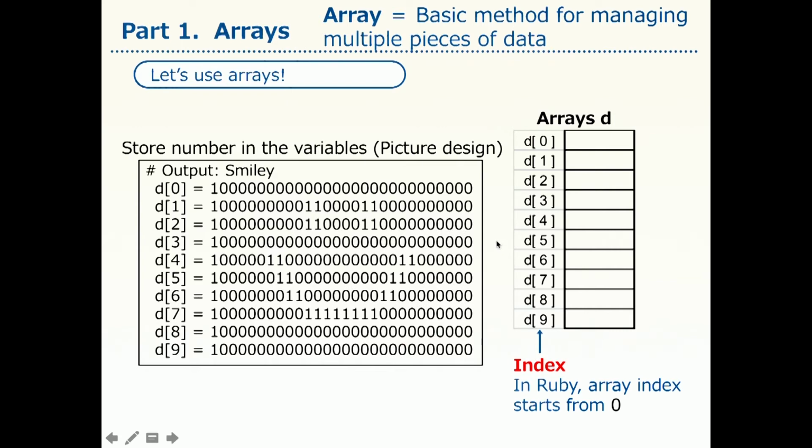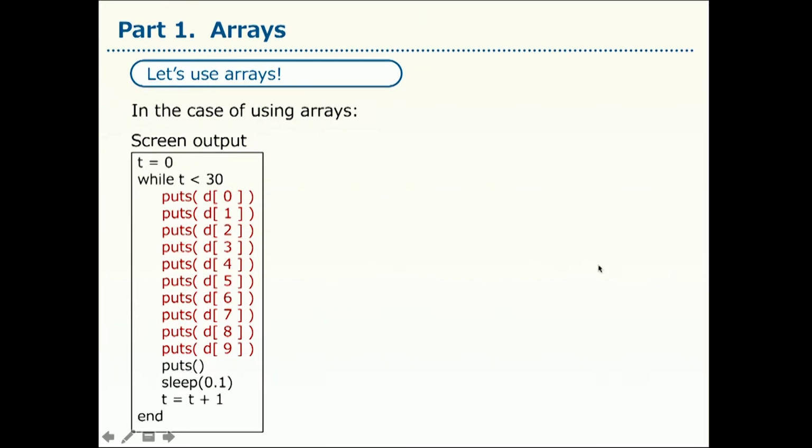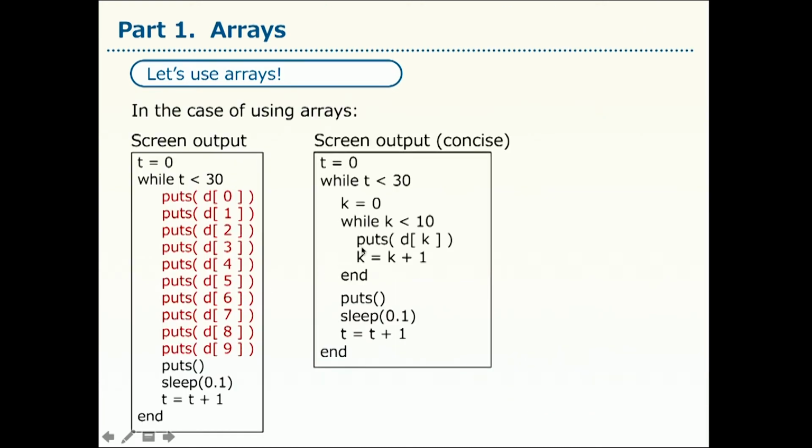Now let's take a look at how to use this array, how to display it on the screen after assigning numbers to this array. This is a method for outputting to the screen. This one is almost identical to the original program. For each element of the array, we write the command to output to the screen. On the other hand, this one is a way to write it concisely. The yellow part corresponds to each original piece of data being written out.